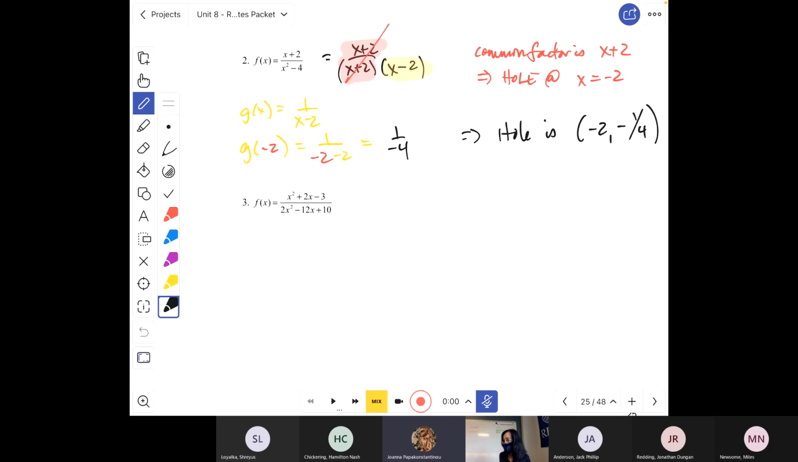Make sense? Let's try another one. If the numerator and the denominator both have a common factor... Keep thinking. All right, let's look at the next one.